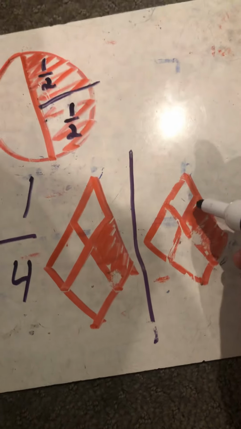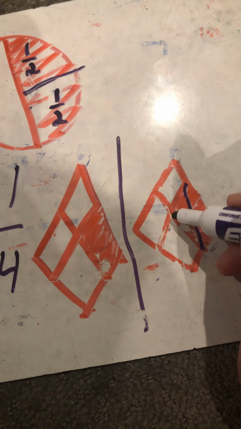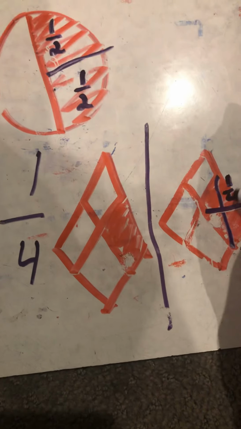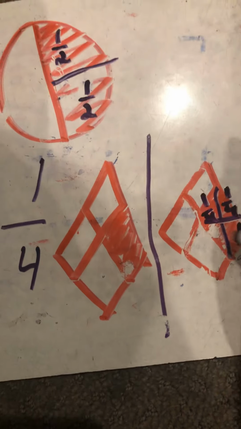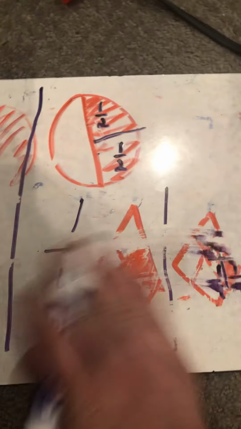This one is difficult, so I'm going to show you how to do it. You're going to cut it like this. One line down the middle there, and one down like this. Okay, then you're going to label each side 1/4, 1/4, 1/4, 1/4. Okay? All right, so let's try another one.